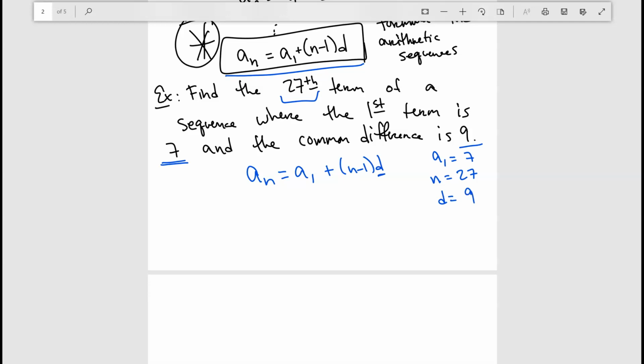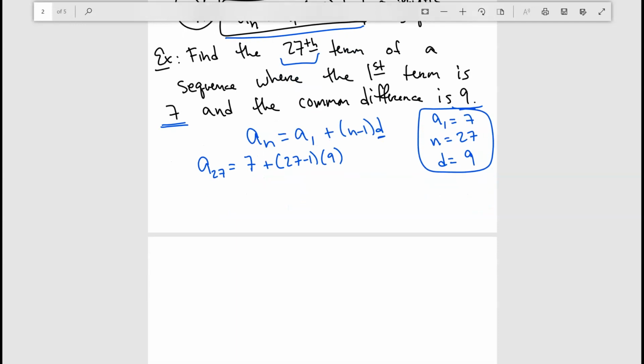So all I've got to do is just plug this information into the formula. So AN, n remember is 27, so A27 is going to be equal to A1, which is 7, plus n, which is 27 minus 1, times D, which is equal to 9. So this is going to give me 7 plus 26 times 9. So this is going to give me 241. So this tells me that the 27th term is going to be equal to 241.